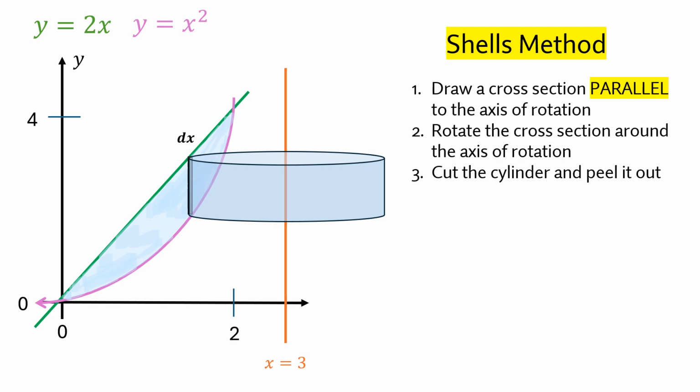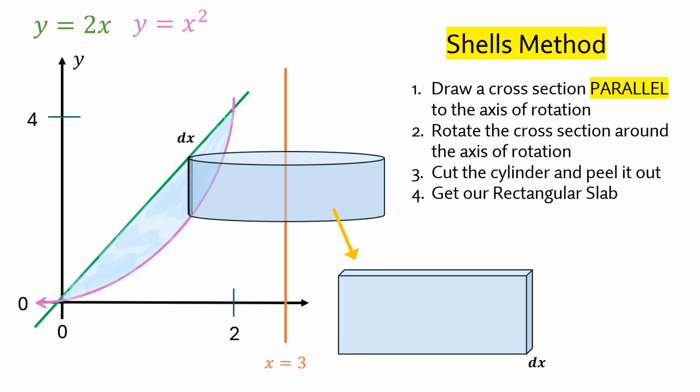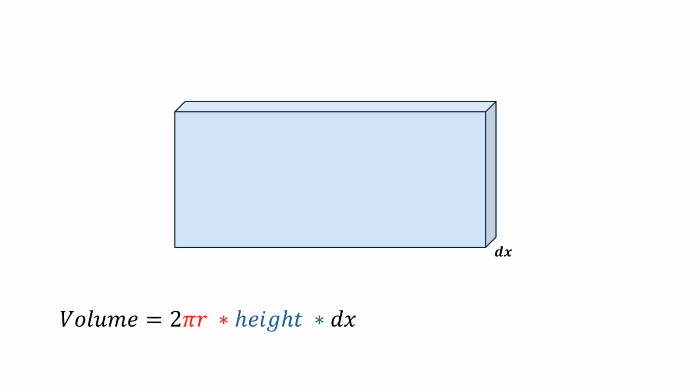and this will help us set up a formula for the entire region. So next we're going to cut the cylinder and peel it out and get this rectangular slab, as we had discussed in part 2 or maybe part 1 of the series. And we know we just need to find the volume of this rectangular slab. And so we have our width and our height, and the volume will just be the width times the height times dx.